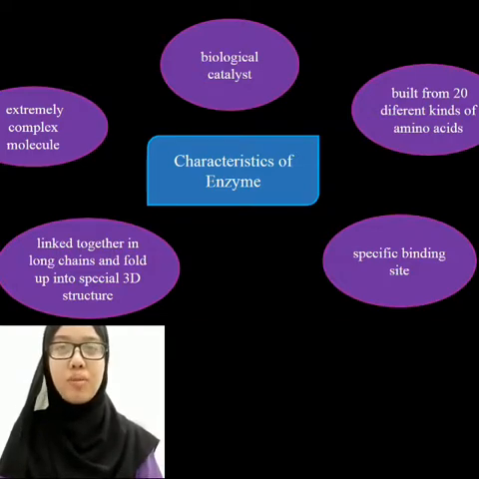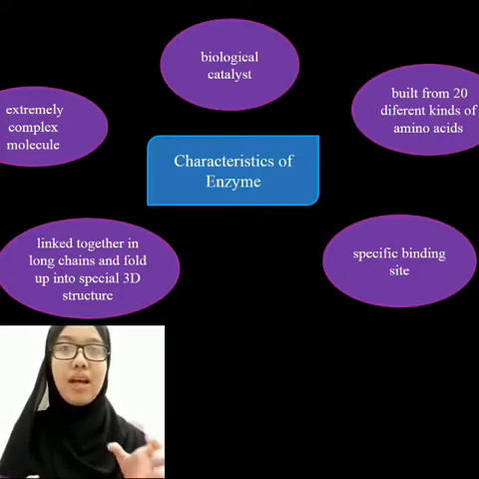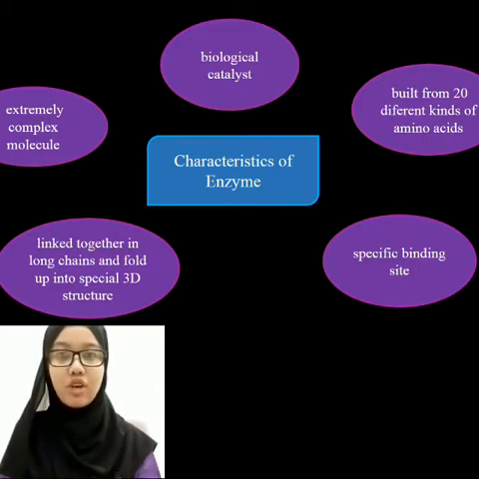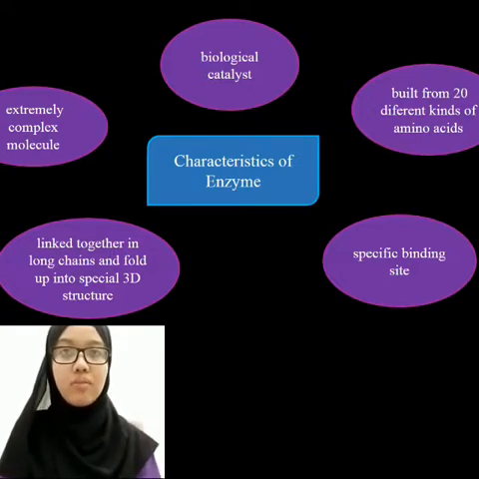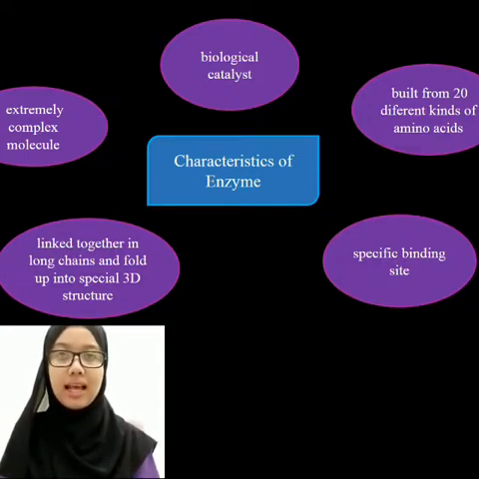Okay, thank you, Sun. So before we proceed further in this presentation, do you know what are the characteristics of the enzyme? So let me explain. First, enzyme is a biological catalyst because they can speed up the reaction. Second, enzyme is an extremely complex molecule because when enzyme binds to its substrate, it will form an enzyme substrate complex. Thirdly, enzyme is linked together in a long chain and folds up into a 3D structure, because it is determined by the sequence of amino acids that are held together by the hydrogen bonds. Next, enzyme is built up from 20 different kinds of amino acids that are held together by peptide bonds. Lastly, enzyme has a specific binding site, so only a specific substrate will fit to its active site.